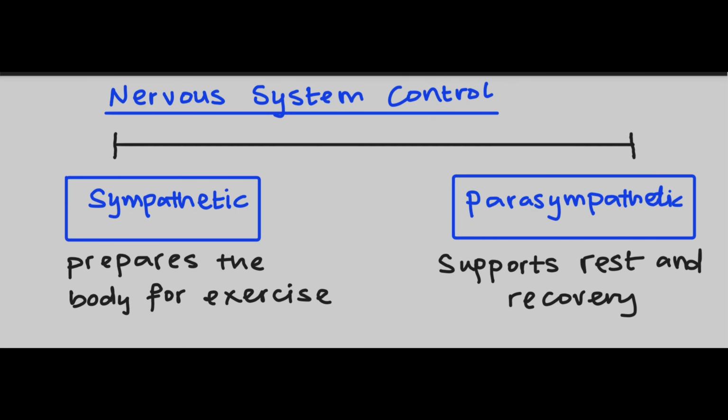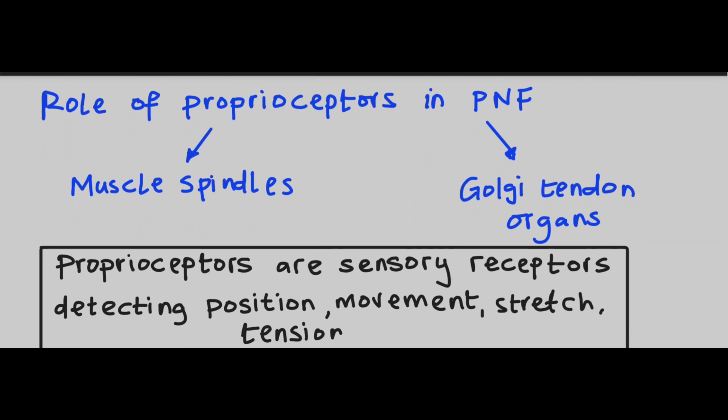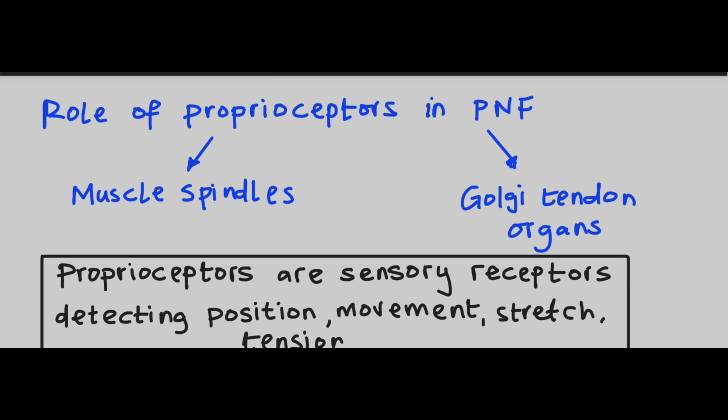Now let's look at the role of proprioceptors. First of all, what are proprioceptors? Proprioceptors are receptors in the body, sensory receptors that can tell your nervous system what the body is doing, what position your body is in, how your body is moving, how your body and your muscles are stretching, and the tension that is in your body. So it's all about movement, position, and having your body be aware of what you are doing in space.